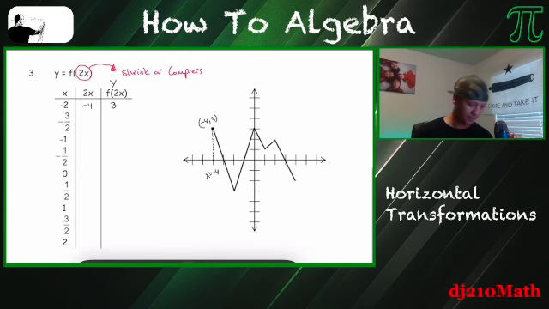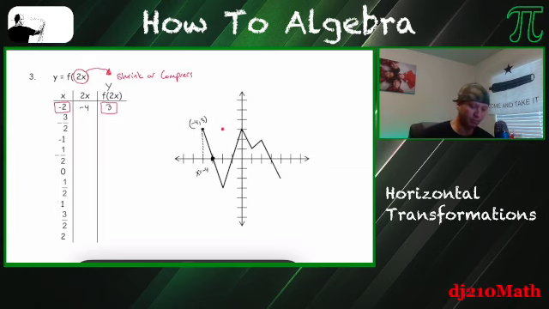Okay, so what I'm getting at is that at x equals negative 2, y is going to equal 3. Now notice what happened with the point. It shifted, the point moved towards the y-axis.